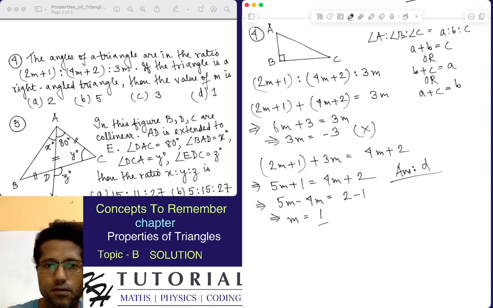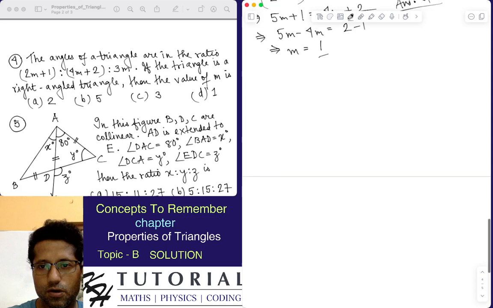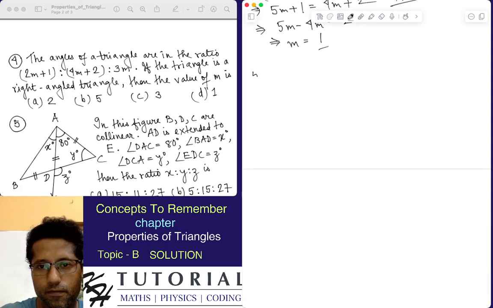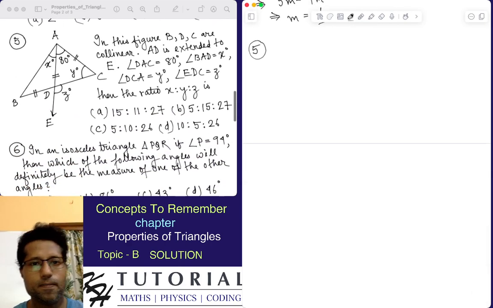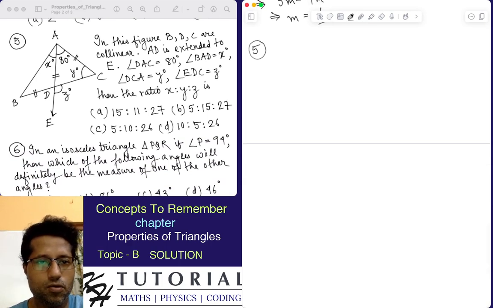Okay, so let's solve problem number 5. So we are given a figure. In this figure, B, D, C are collinear. AD is extended to E.